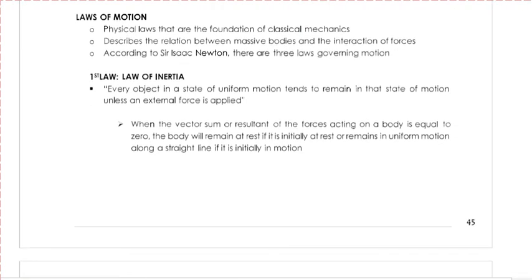First law is the law of inertia, wherein every object in a state of rest or uniform motion tends to remain in that state of motion unless an external force is applied. So when the vector sum or resultant of forces acting on a body is equal to zero, the body will remain at rest if it's initially at rest, or remains in motion along a straight line if it's initially in motion.